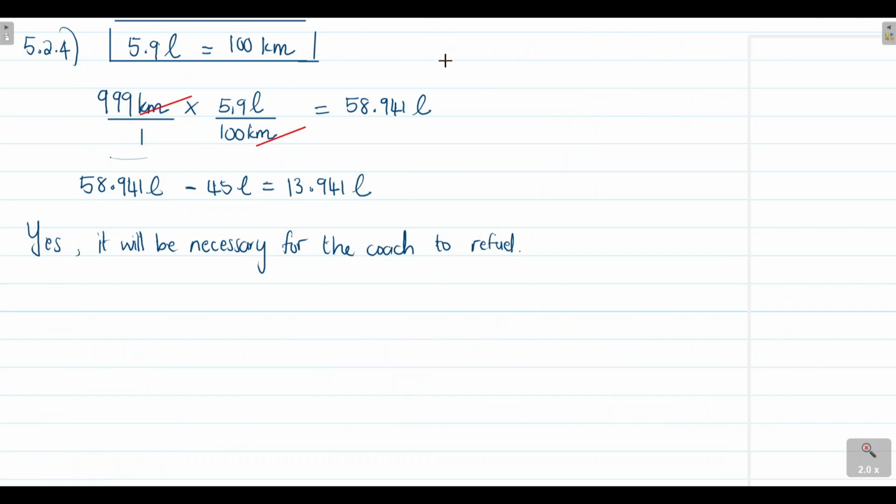And the last question, how would they mark this question? You'll get 1 mark for multiplying the 999 kilometers by 5.9 liters divided by 100. You get a mark for getting the liters, that is 58.941 liters. You get another mark for subtracting the 58.941 liters minus 45 liters to get that it's 13.941 liters that he will still need. And then you'll get a final mark for saying that yes, he had to refuel.